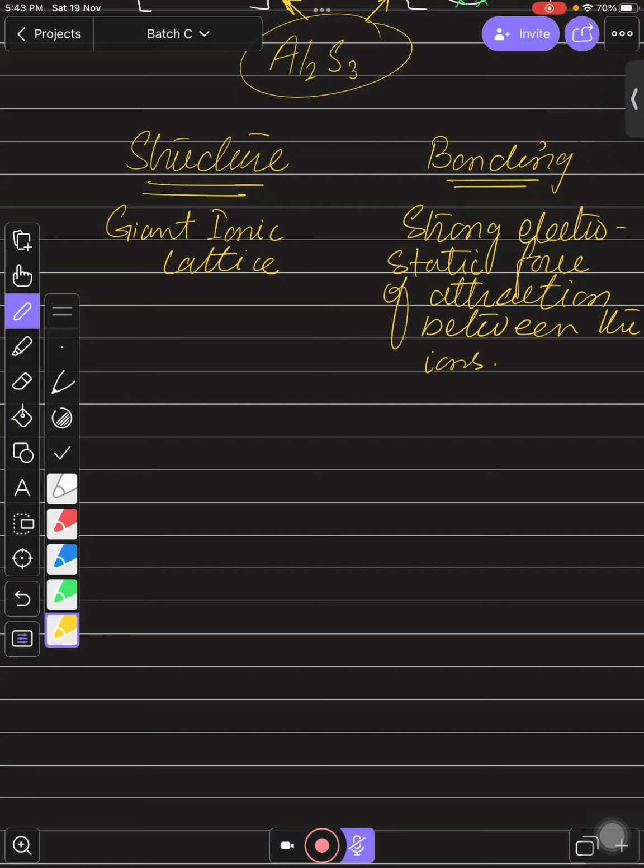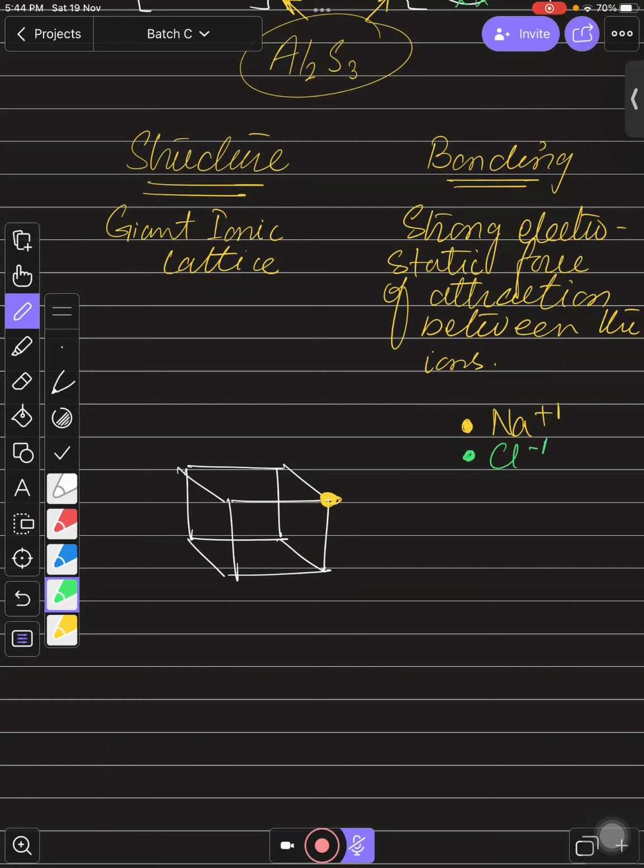So if you talk about the structure, the structure will be like this. Suppose you have a crystal lattice for ionic compounds. This is always like this. This is a giant ionic lattice all the time. You need to remember, suppose this corner is showing sodium, this corner is showing sodium ion.